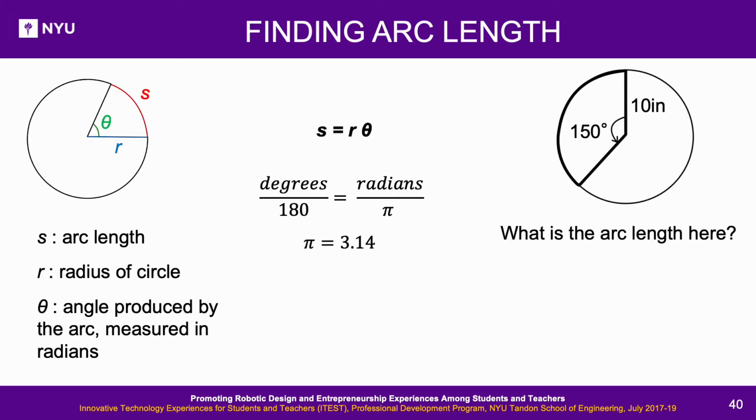Finding arc length. The arc length, s, of a circle is the product of the radius, r, of the circle and the angle, theta, formed by the arc with the center of the circle. Note that for this formula, the angle, theta, must be in radians, and the formula for converting an angle from degrees to radians is shown.